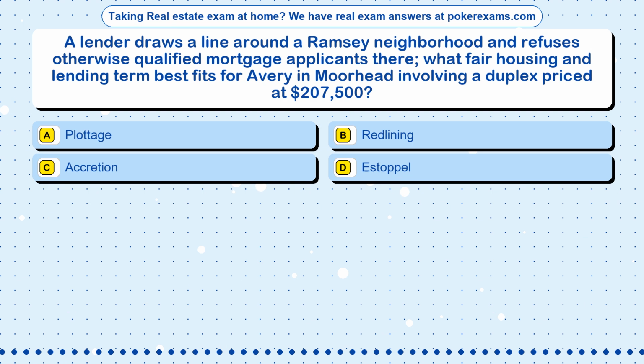Question 62. A lender draws a line around a Ramsey neighborhood and refuses otherwise qualified mortgage applicants there. What fair housing and lending term best fits for Avery in Moorhead involving a duplex priced at $207,500? Option A, plottage. Option B, redlining. Option C, accretion. Option D, estoppel.